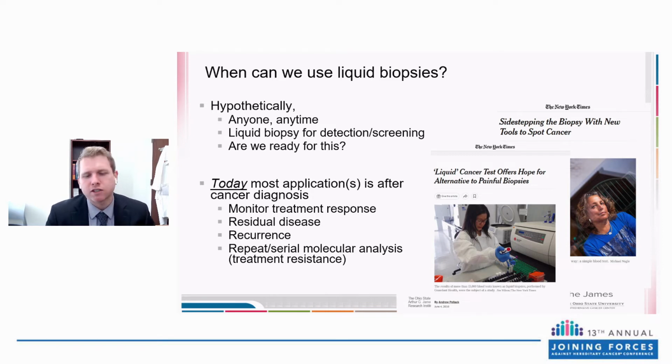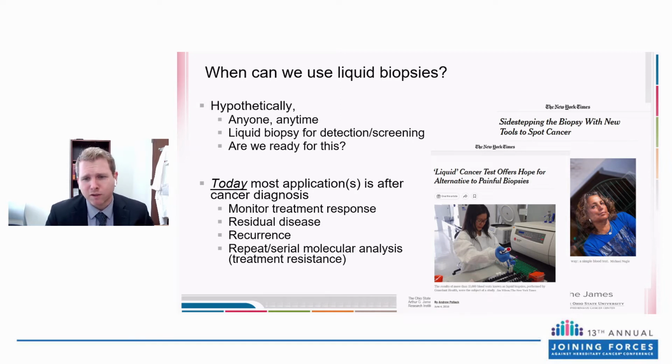Today, most of the applications and most of the discussion within the cancer community is really, once a patient has a cancer diagnosis, what application can liquid biopsy have for monitoring the disease, helping with treatment decisions, monitoring for residual disease, and evaluating earlier recurrences? Liquid biopsies also have the benefit of that potential for repeat or serial testing to understand how tumors might change over time and allow us to be a little bit more precise in our management.